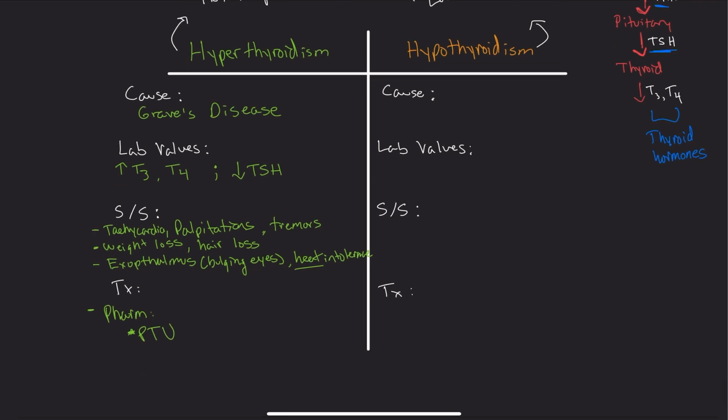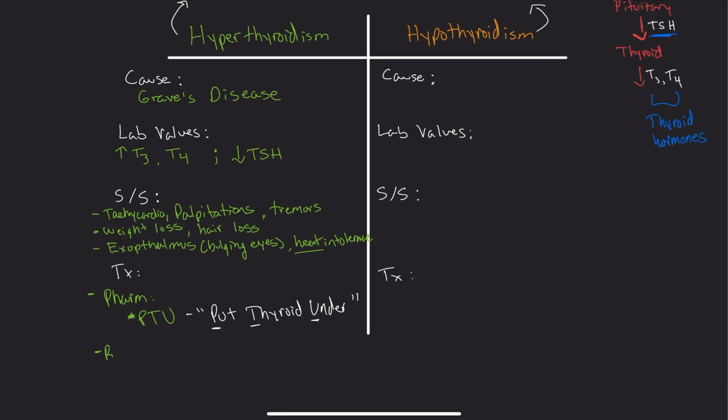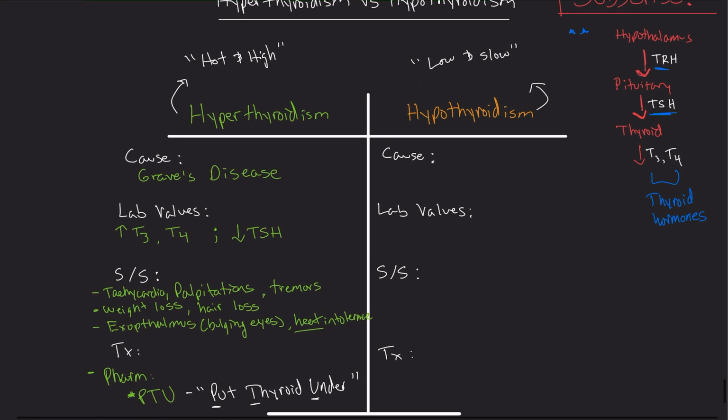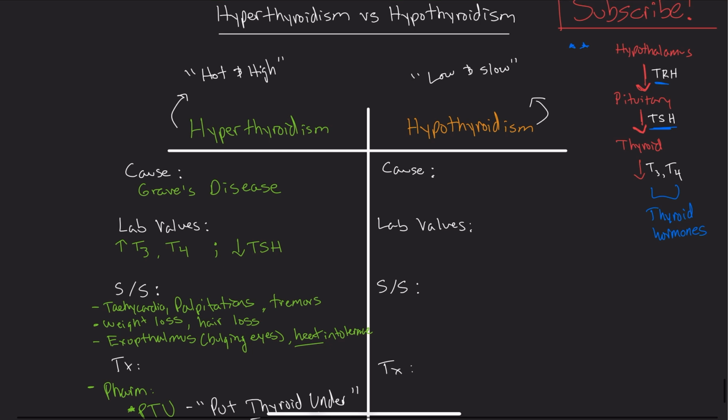And how to remember this, PTU, you can think, put thyroid under. That's what you need to do, right? You need to slow it down. You need to put it under. So that's how you can remember PTU. Other options can be radiation as well as surgery to correct the hyperthyroidism. All right, now let's move on. Let's take a look at hypothyroidism.